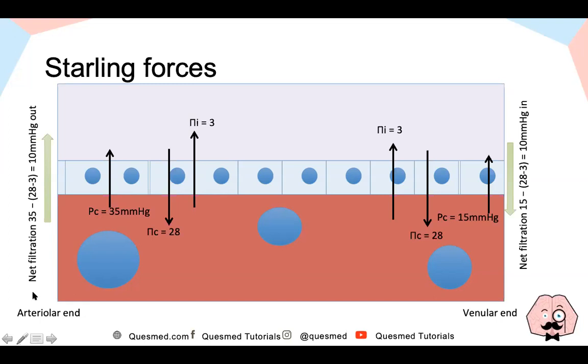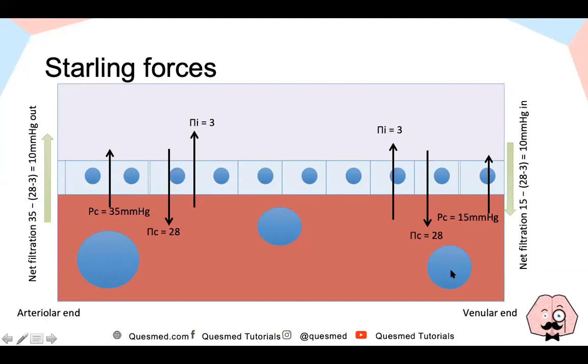So our net filtration is 35 minus 28 minus 3, so that's our blood pressure essentially pushing out, minus the oncotic pressure, what's pulling fluid back in. And that's about 10 millimeters of mercury out of the capillary at the arteriolar end.